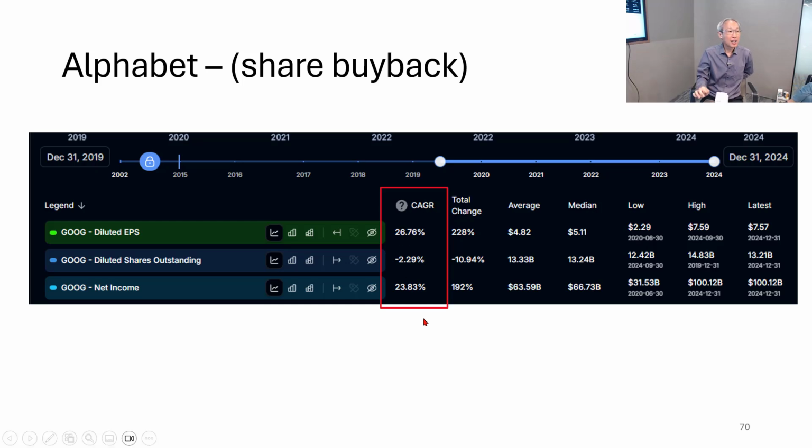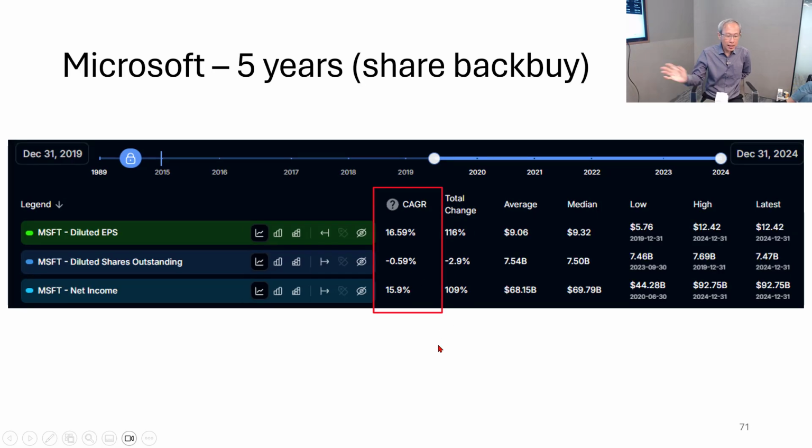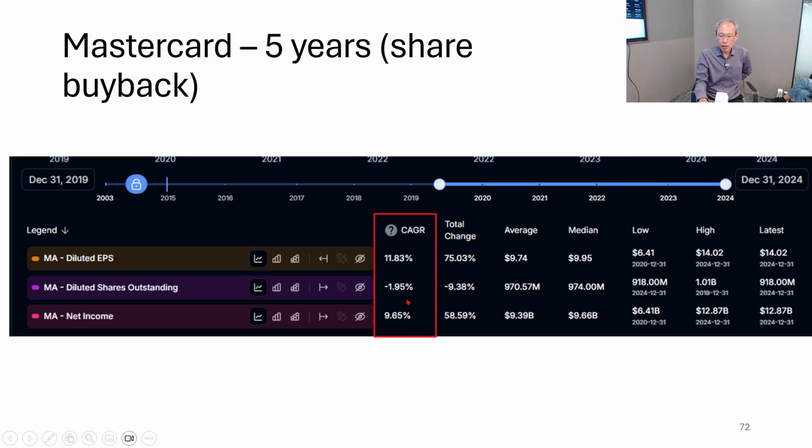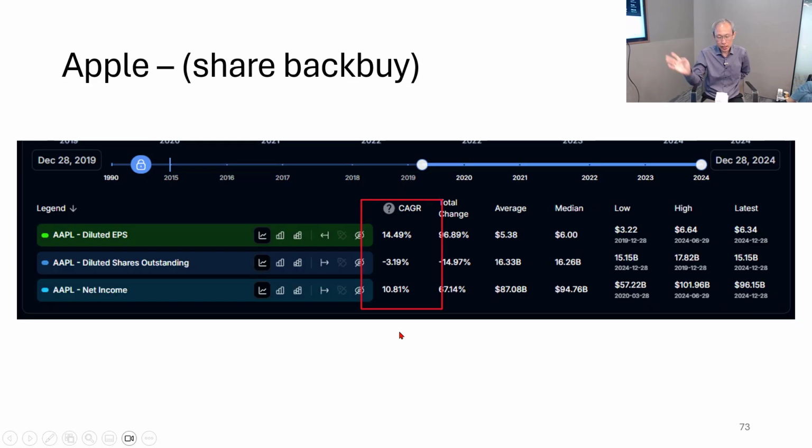I'll just show you some examples. Microsoft is buying shares, so the EPS is slightly more than the net income. Mastercard has also been buying shares from the market, and as a result, the EPS is higher than the net income. And Apple, I think you already know, buys quite a lot of shares. The count is decreasing by 1 to 3% per annum. So the EPS is up by 14.5% per annum versus 10% for net income. That's not small. It actually boosts the share price by 5% a year.